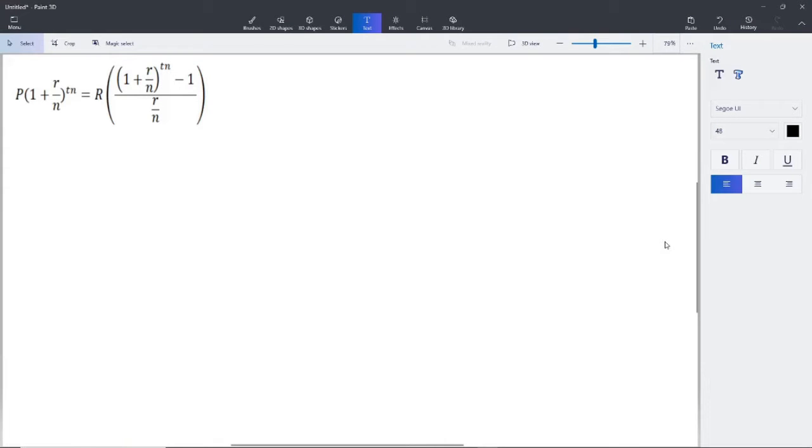For example 3, let's return to the equation we've gotten in this section. P times (1 plus r over n) to the nt equals big R times that fun stuff that we've gotten there. In example 3, what we're going to be asked to find is the value of what we're trying to buy right now, the present value, so the P value.